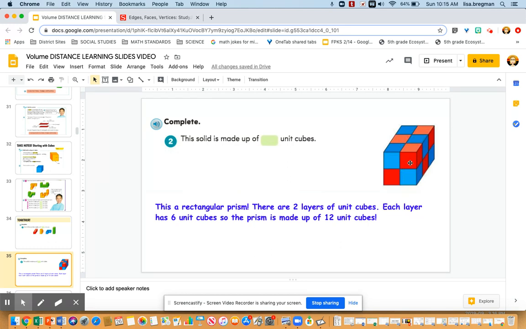So this is called a rectangular prism. There are 2 layers, meaning this is a whole layer and then the bottom layer. So each layer has 6 unit cubes. Let's see if that's true. 1, 2, 3, 4, 5, 6. Good. And then therefore the bottom also has 6, even if you can't see them in the picture. 6 plus 6, 12 unit cubes.